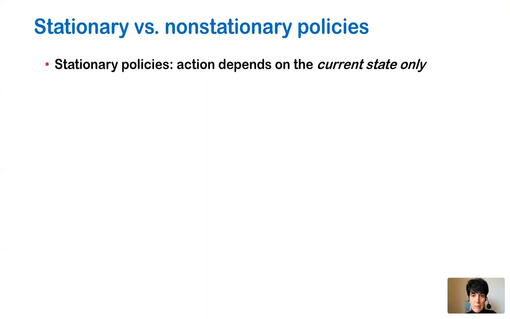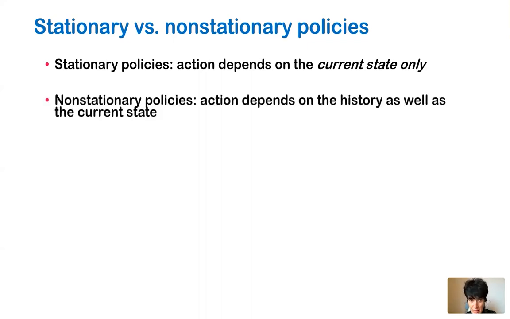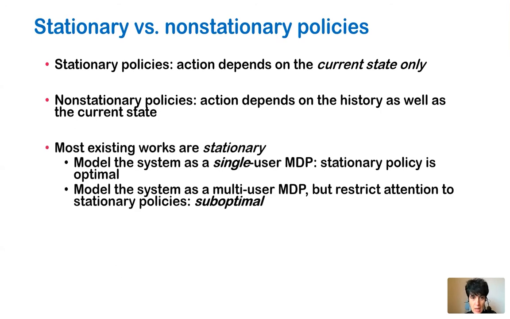Stationary policies have the action depending only on the current state, while in non-stationary policies, the action depends on the history as well as the current state. And most existing works are stationary, and they model the decision problem using single user Markov decision processes. And indeed, if I have a single user Markov decision process, then stationary policies are optimal.